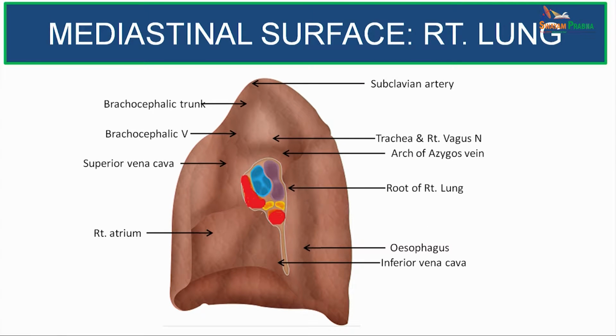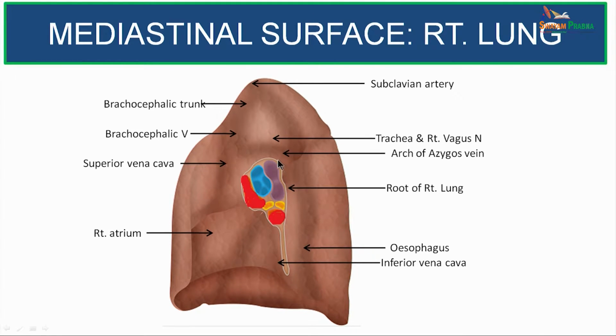Now, looking at the mediastinal surface of the right lung, the most prominent thing that we see is the structure called the hilum of the lung. This is a region where various structures enter and leave the root of the lung, and this hilum represents the lateral portion of the root. It is covered by a sleeve of pleura, which at the lower portion forms a bilaminar fold called the pulmonary ligament.